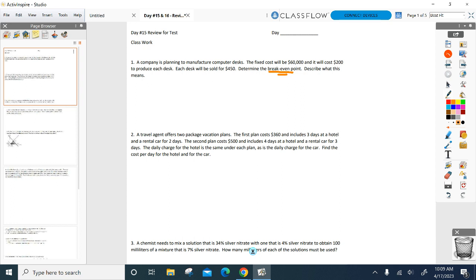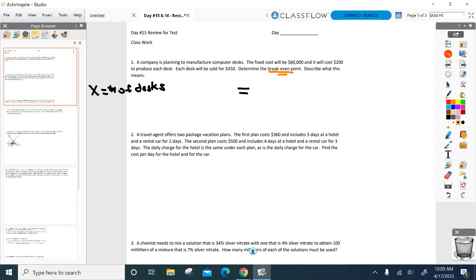So we set our variable up now. Again, since we're finding desks, if you want to make it D, that's up to you. I'm just going to let X be number of desks. And remember what we talked about. One equation. That's it. One side of that equation is their costs. Any cost associated with making a desk.